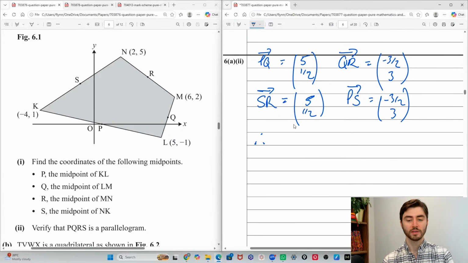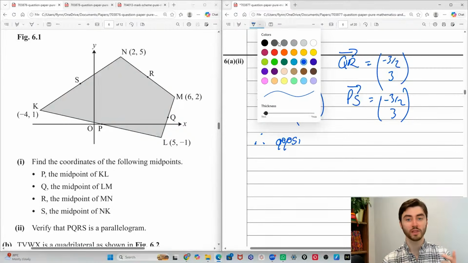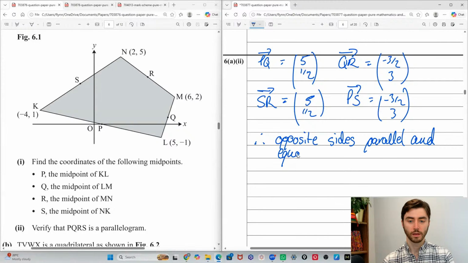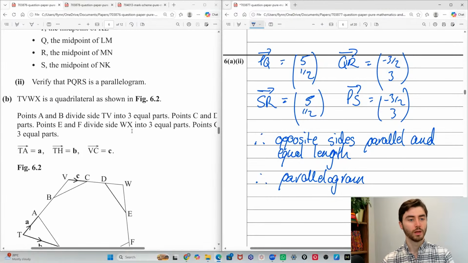So therefore, opposite sides. So if they were multiples of each other, that shows that they're parallel. But because they are identical vectors, it shows that they're parallel and equal length. So opposite sides are parallel and equal length. Therefore, parallelogram. Okay. Cool.